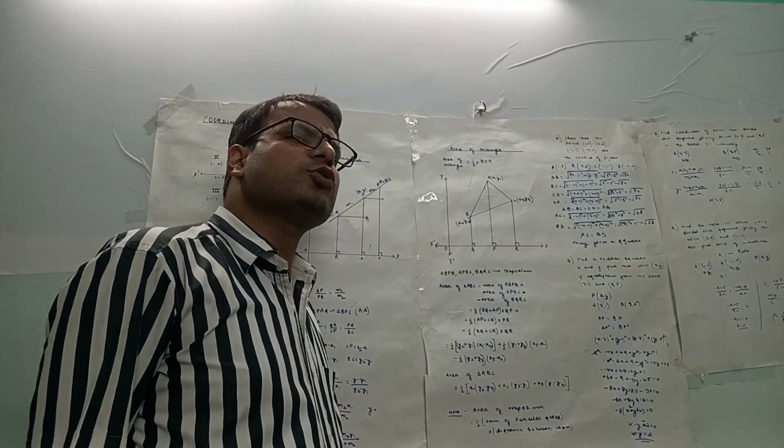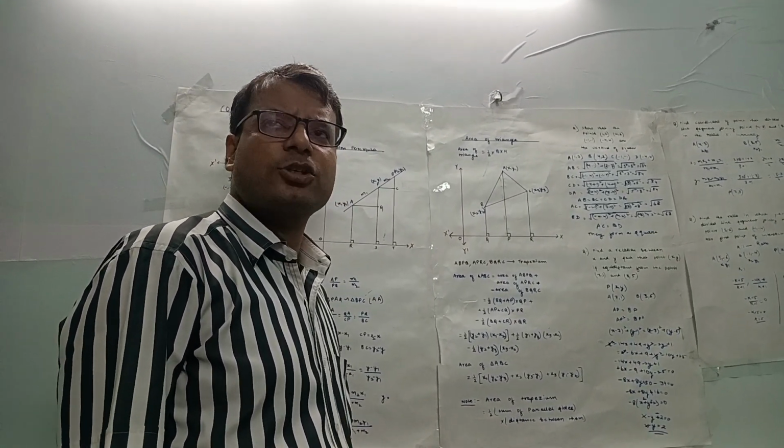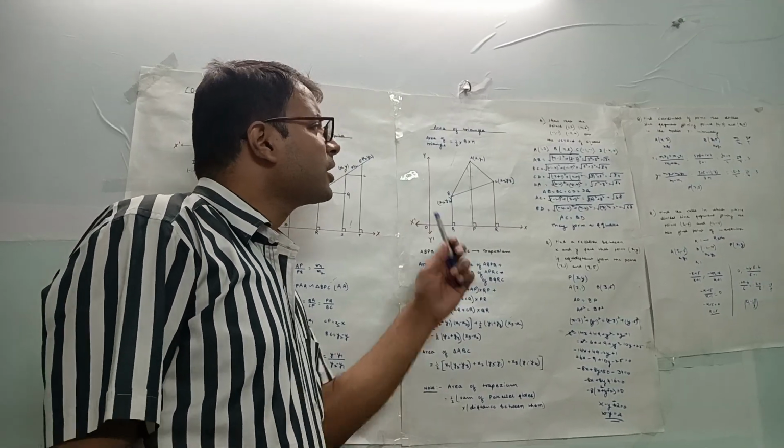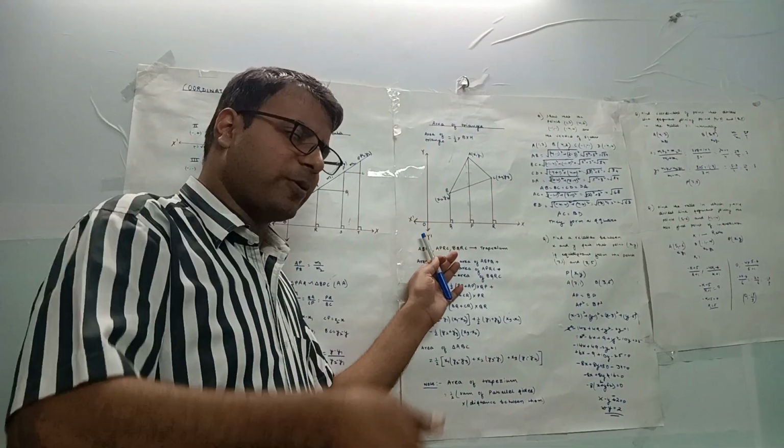Now coming to the area of a triangle. There are different formulas to find the area of a triangle. The easiest is the area of a triangle equals half into base into height, where the height is the perpendicular distance.